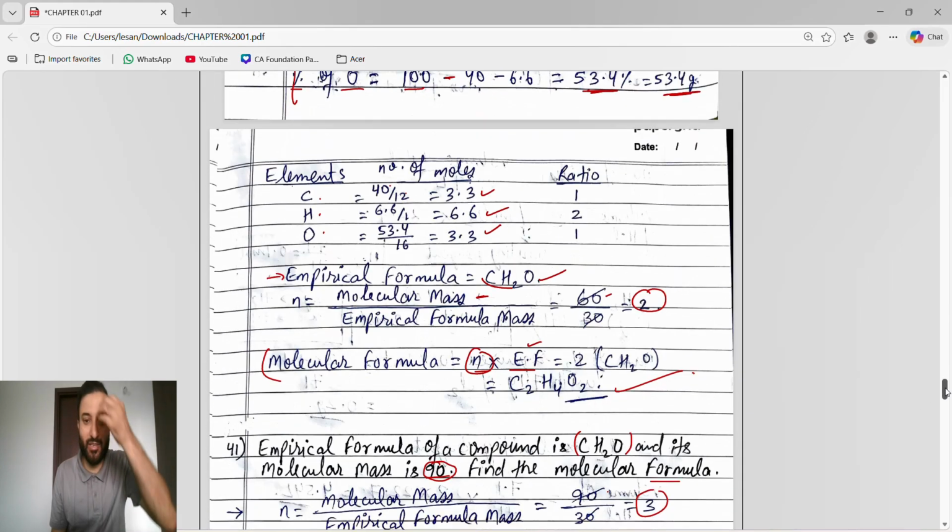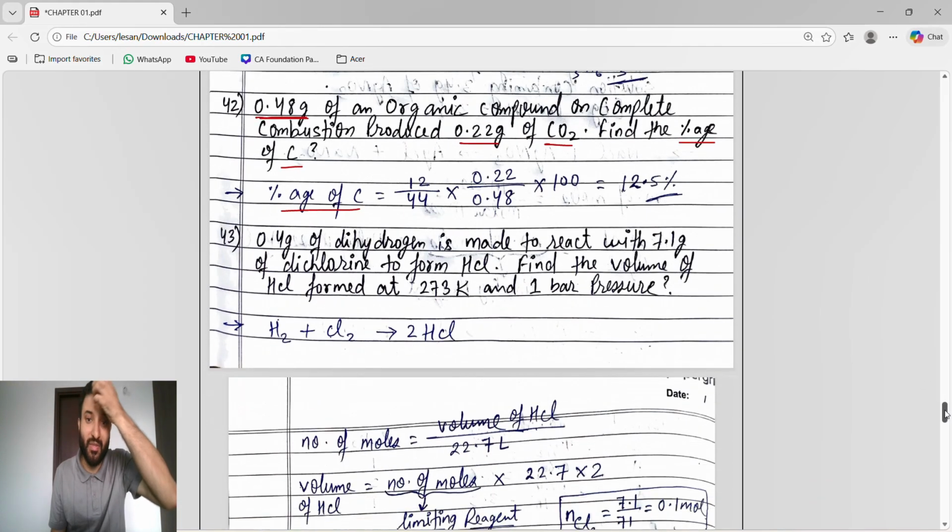So see, percentage of carbon means we will see where carbon is present. Carbon is present in this compound. So what is the mass of carbon in this compound? We have just one carbon. Atomic mass of carbon is 12, divided by the mass of this whole compound, 44, into the mass of this CO2, 0.22. We get this from 0.48: 0.22 divided by 0.48 into 100. When you solve, you will get this. The same thing we did.